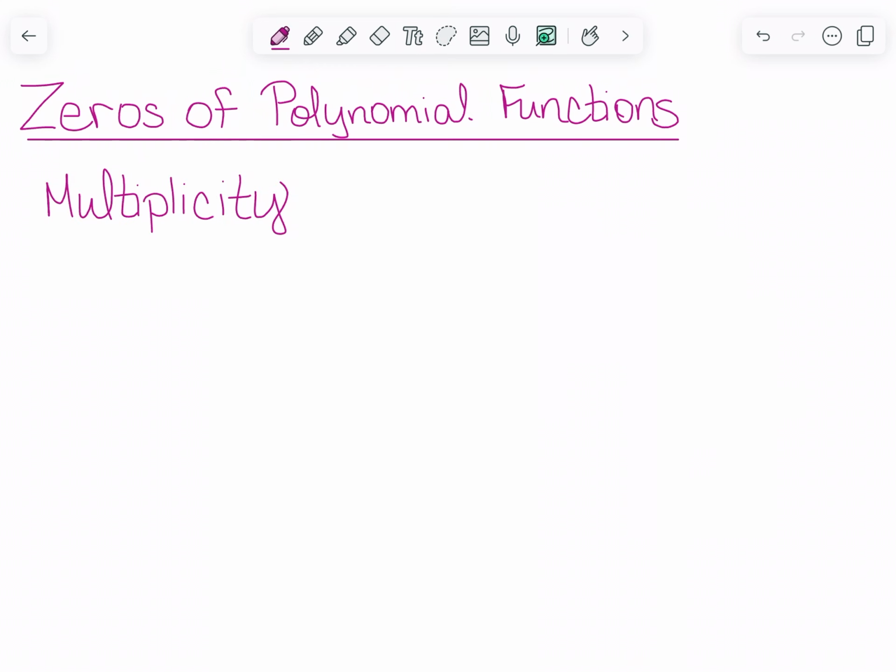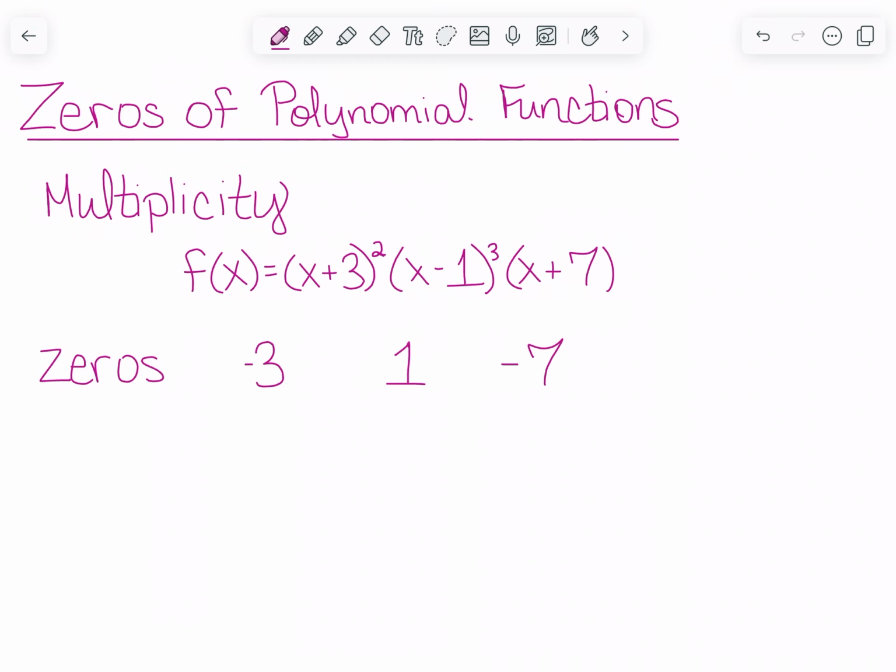Each zero of a polynomial function also has a multiplicity. The multiplicity of a zero is the number of times that zero appears in the factorization. In order to explain that, let's consider this function, x plus 3 squared times x minus 1 cubed times x plus 7. In this case, there are three zeros: negative 3, 1, and negative 7. The x plus 3 part gives us a zero of negative 3, the x minus 1 part gives us a zero of 1, and the x plus 7 part gives us a zero of negative 7.